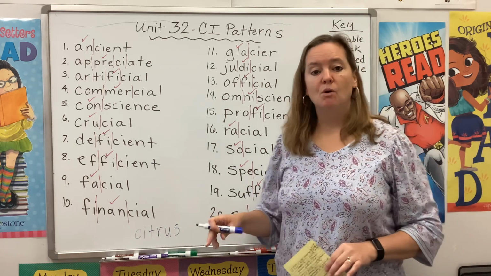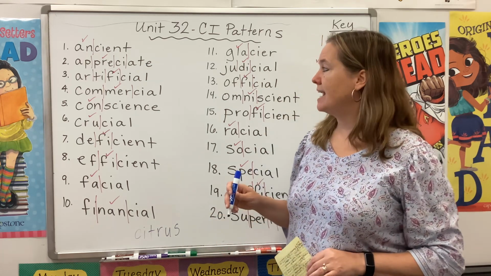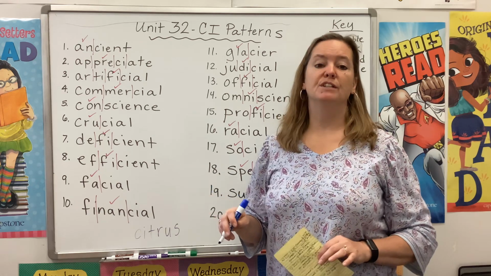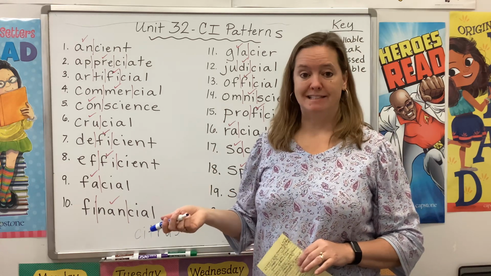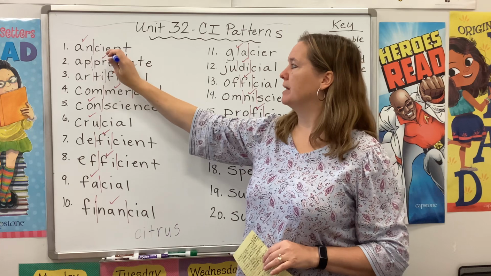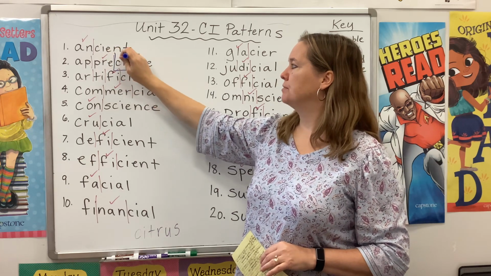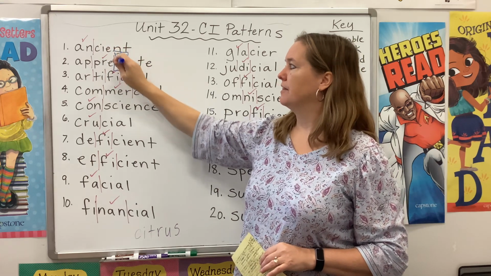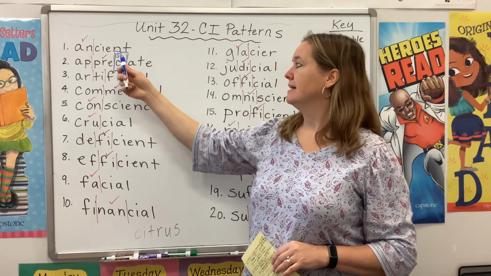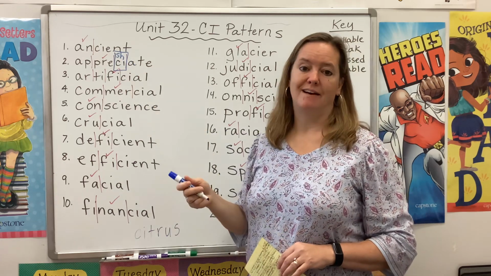All right, choose a color. The first thing we're going to do is we're going to look for that CI in words where it makes a sh sound. So let's skip this one and go right to appreciate. There's that sh sound, CI followed by a suffix.